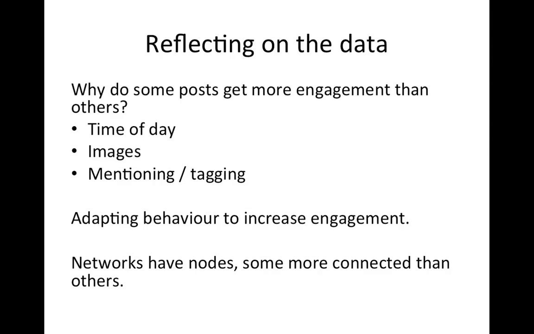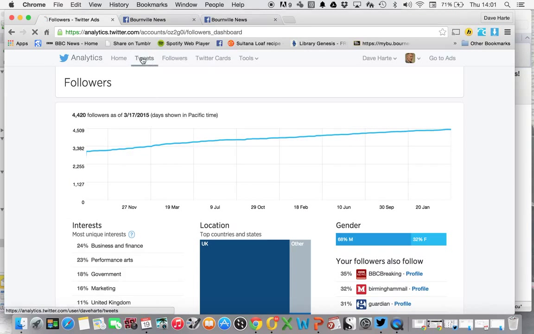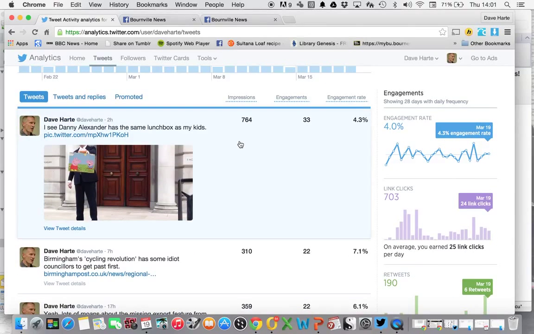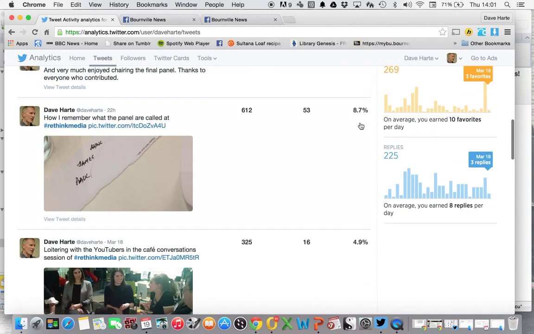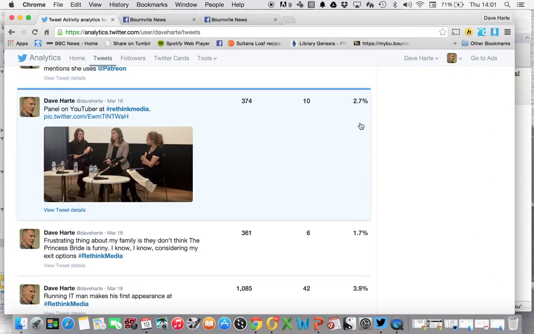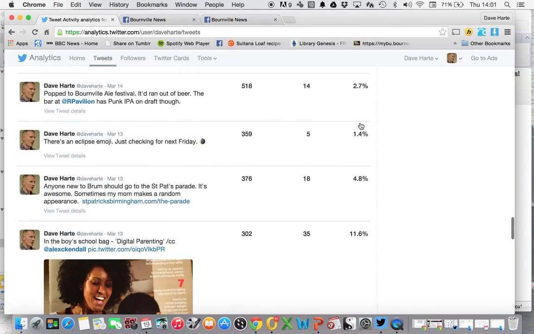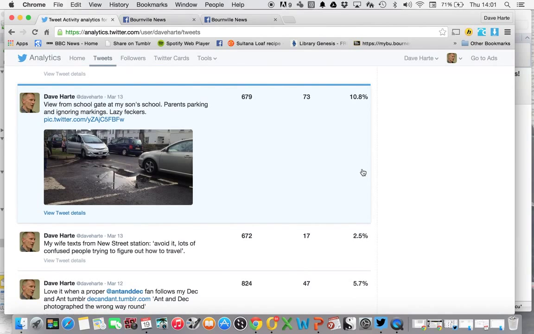So what do we know from looking at this stuff, really? The first thing that always strikes me is, why do some posts get more engagement than others? So if we go back to Twitter, for example, is there something about when you post and whether the post has an image? So is there a higher engagement rate if there is an image in it? So there's 4.3%, 8.7%, 4.9%, 2.7%, 0.9%. So there seems to be a modest uplift, I would say. There's 11.6%, and there's 10.8%. There's a modest uplift with pictures.